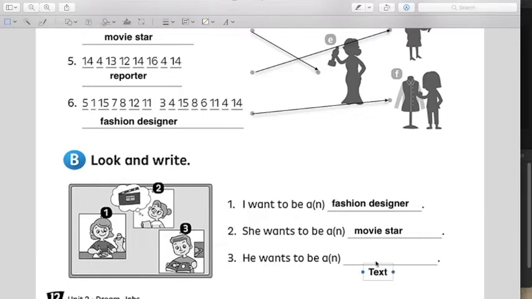And the last one, number 3. It looks like this boy has a book about space. And you see the planet back here. So he wants to be an astronaut. Astronaut. All right, very good, guys. Let's go ahead and move on to the next page.